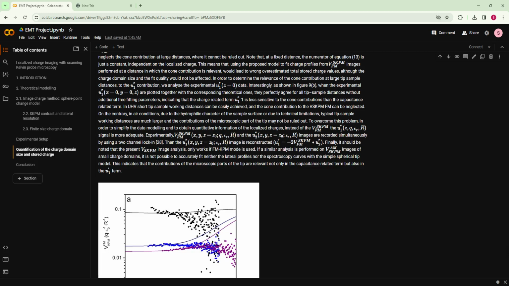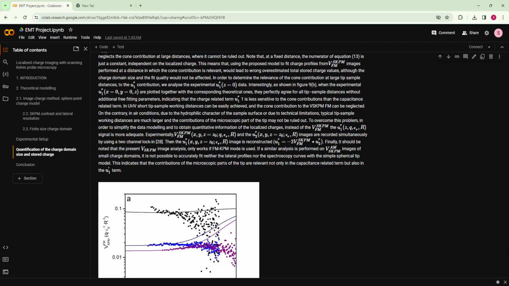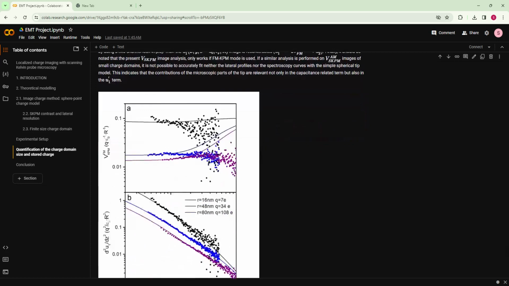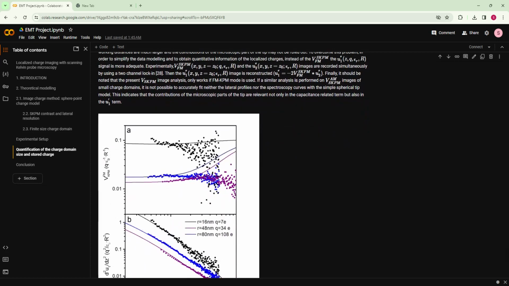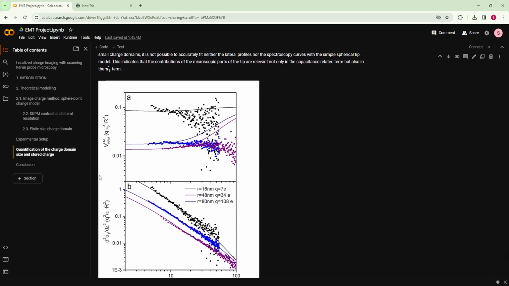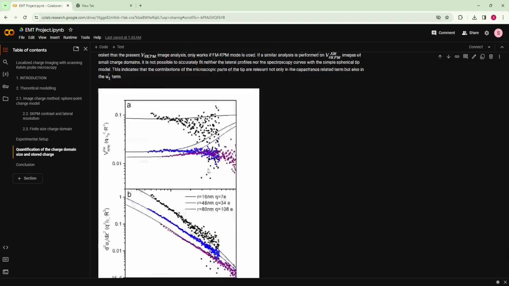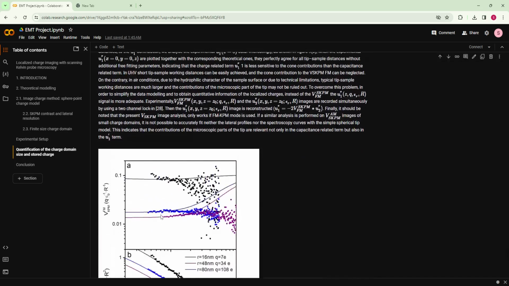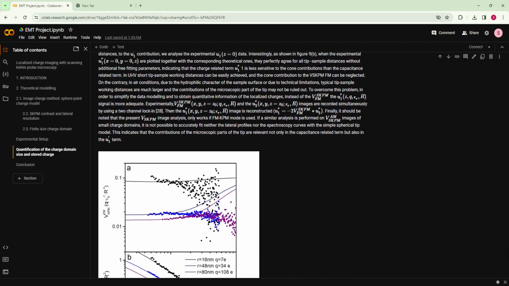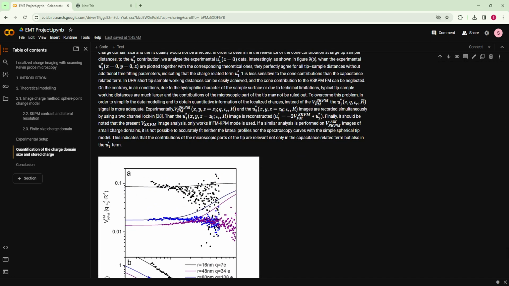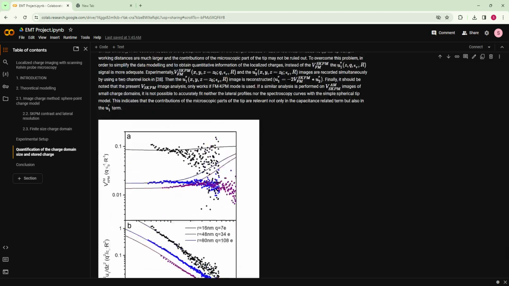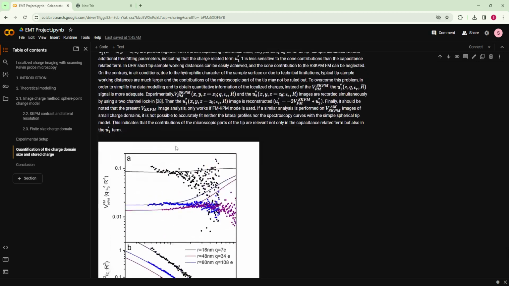U1 double dash equals minus 2 V SKPM FM into U2 double dash. So finally, it should be noted that the VSKPM image analysis only works if FM KPM mode is used. If a similar analysis is performed on AM SKPM images of small charge domains, it is not possible to accurately fit neither the lateral profiles nor the spectroscopic curves.